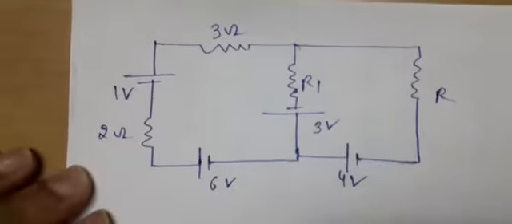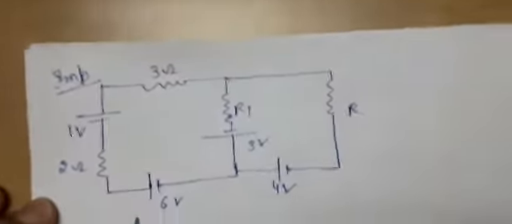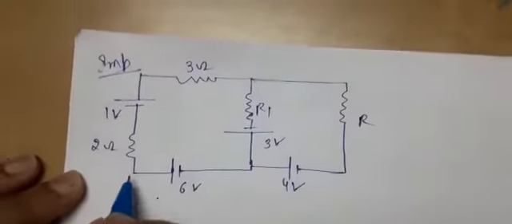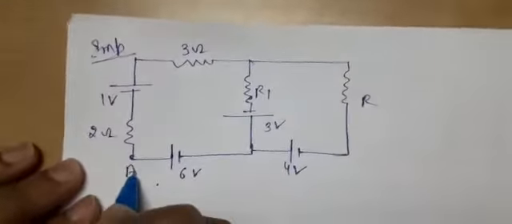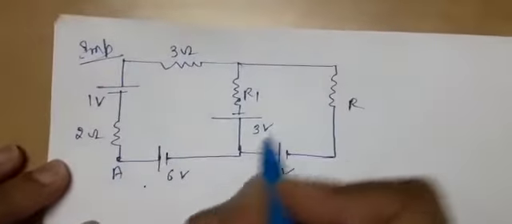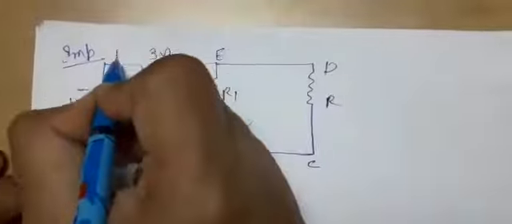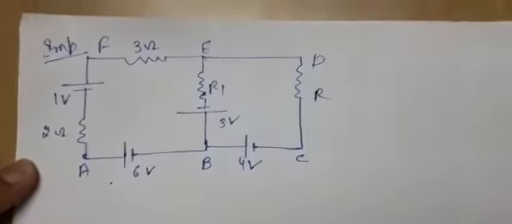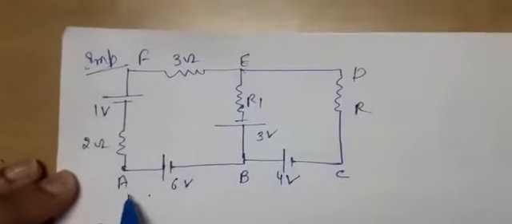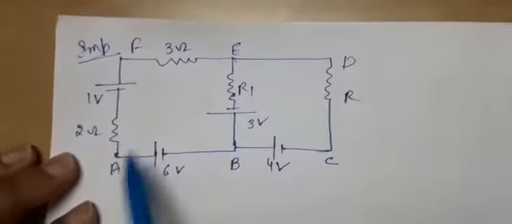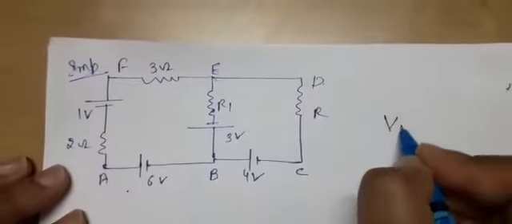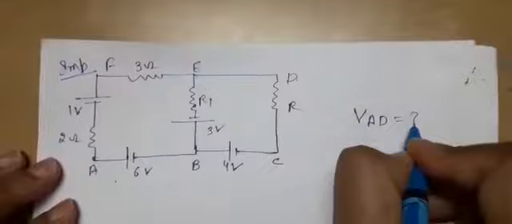Now this is also a very important kind of numerical. Here, using Kirchhoff's law, determine the potential difference. Here terminals have been given. This is A, this is B, C, D, E, F. These terminals have been labeled in the figure. Now what you have to find? The potential difference between points A and D. It means you have to find VAD.